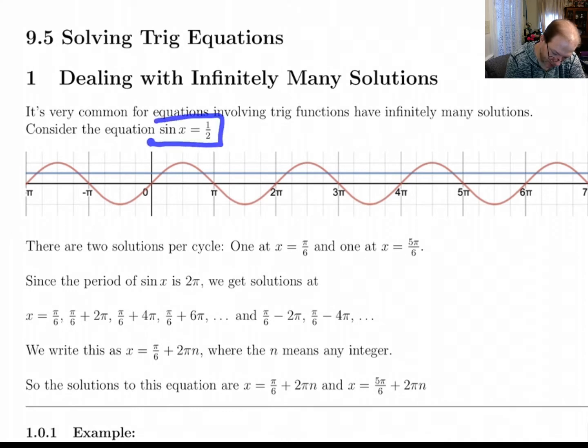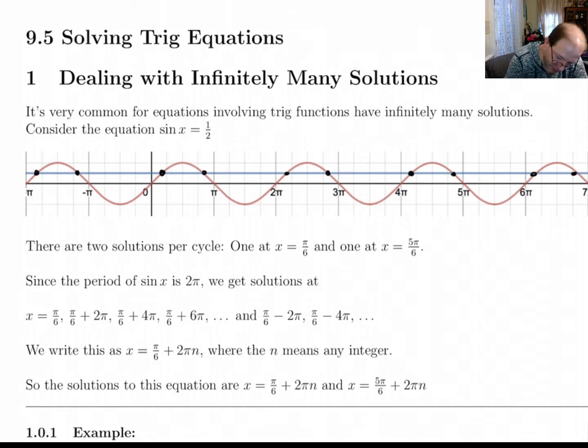You've got sine x equals a half. So here I've graphed y equals sine x and y equals a half. And notice there are infinitely many places where the two cross. I'm just going to mark some of them on here. And so we need to come up with some sort of notation for this.